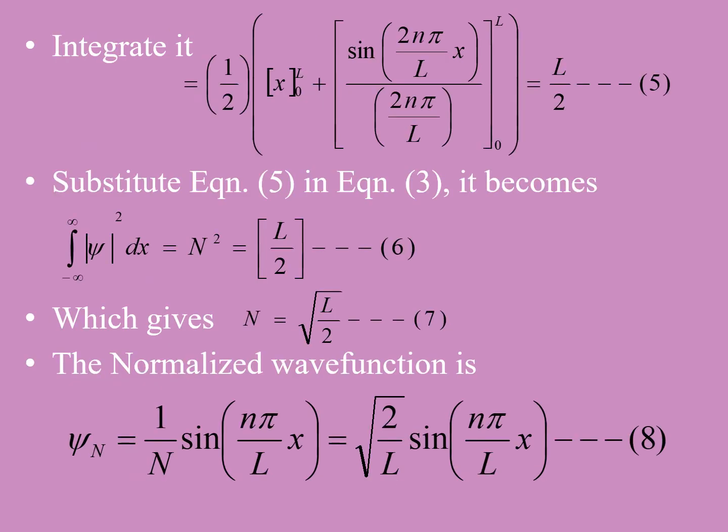So if you integrate, then it is 1 by 2 [x plus sin 2 n pi x by L divided by 2 n pi by L]. Now you substitute the limit 0 to L, then the first term you get is L by 2 and the second term is 0. So if you substitute this value, then N squared is equal to L by 2. So N is the square root of L by 2. Now if you substitute this value, then the normalized wave function is square root of 2 by L sin n pi x by L.